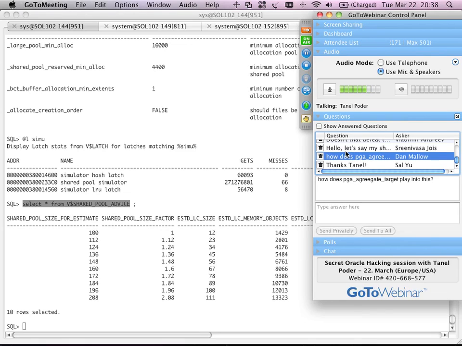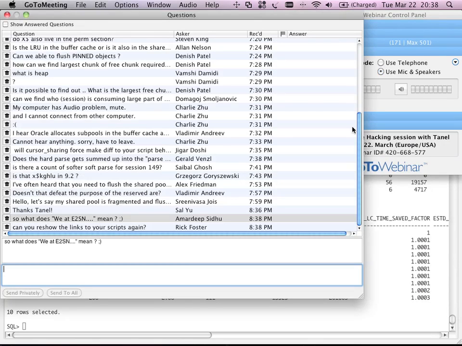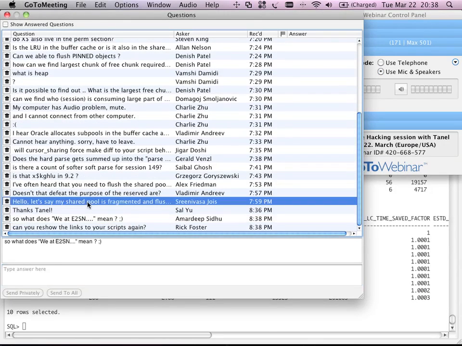I will ignore one question about PGA aggregate target. It's not really related to shared pool issues. That's a separate topic, maybe for some other day. So let's see, how do I open the questions? Okay, what else do we have?